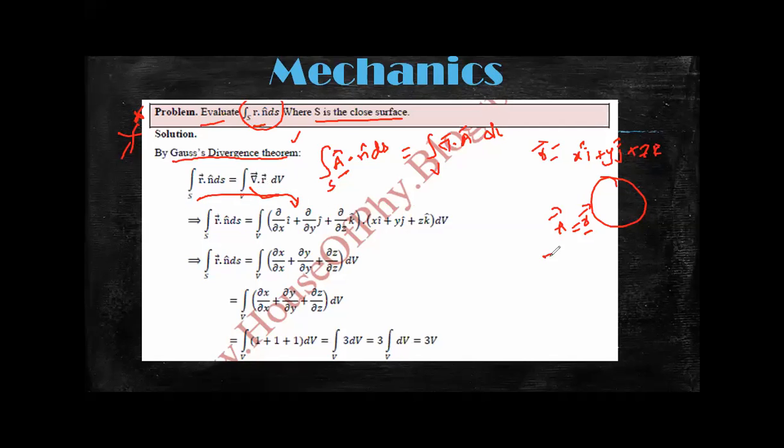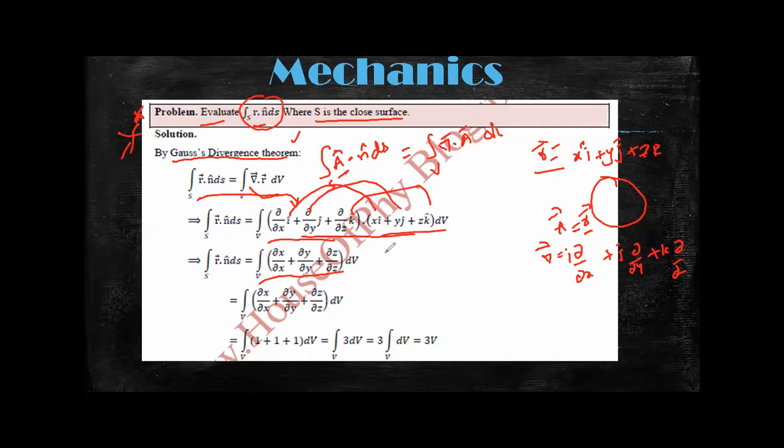What is the del operator? We know that del is equal to i dou by dou x plus j dou by dou y plus k dou by dou z, and R is already there. You can just substitute. Then the dot product A dot B equals AB cos theta, and for theta equal to 0, cos 0 is 1. So i dot i is 1, j dot j is 1, k dot k is 1. After this step we get dou x by dou x, dou y by dou y, dou z by dou z.